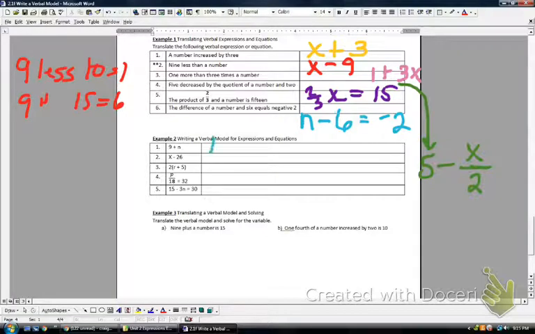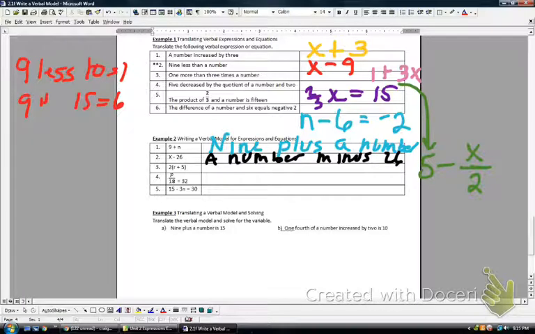So 9 plus n would be 9 plus a number. x minus 26 would be a number minus 26, and I get lazy. I don't always write out my numbers because I get lazy.